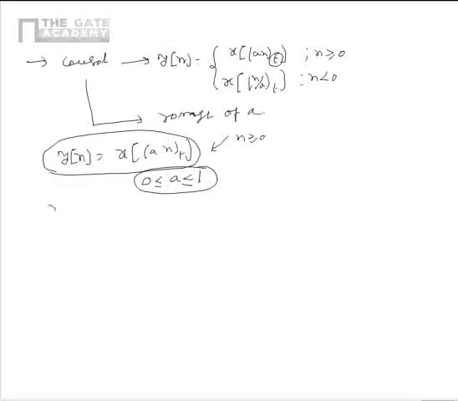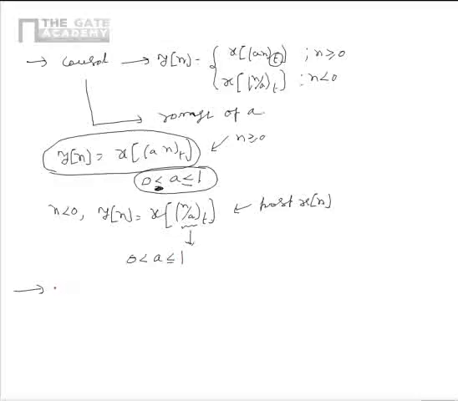Now similarly, if we take the case n less than 0, in this case y of n is equal to x of n by a truncated. Here, as a is between 0 and 1, y of n would depend on past x of n for all values of n. From this we see that the given system would be causal if 0 less than a less than or equal to 1.